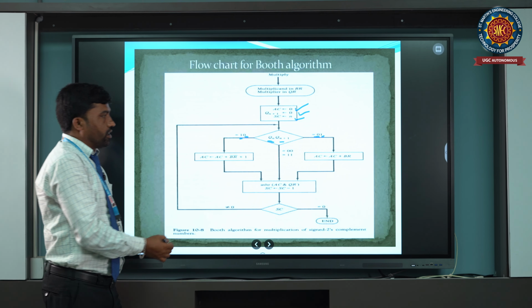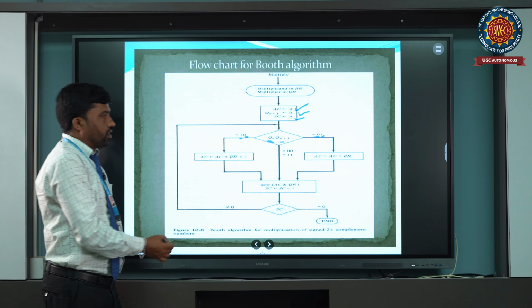Arithmetic shift right operation means the first bit is retained, and then next we move to the next bit. Later we will discuss it. Then we do the arithmetic shift right operation up to sequence counter minus 1. If both Qn and Qn plus 1 are 0 0 or both are 1 1, we directly do the arithmetic shift right operation, and next we go to check whether the sequence counter is 0. Then we get the product. If the sequence counter is not equal to 0, we go back to the condition again. Once the sequence counter is equal to 0, we get the product. So this is the arithmetic shift right operation.